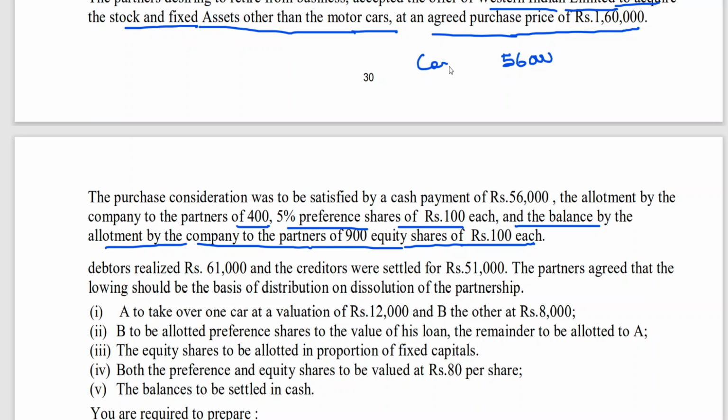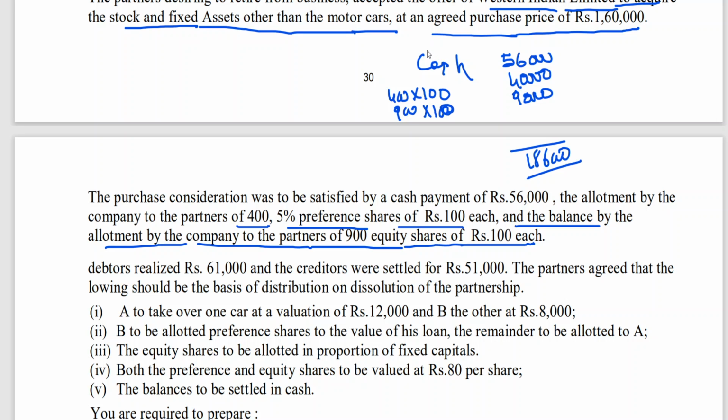This is cash 56,000. 400 preference shares of 100, 400 into 100, it is coming to 40,000 rupees. Then 900 equity shares of 100, 90,000. So 90 plus 40, 130, plus 56, 1,86,000. No, I think the problem is wrong, sir. Don't come to a conclusion like that. I think first let me clarify, sir.